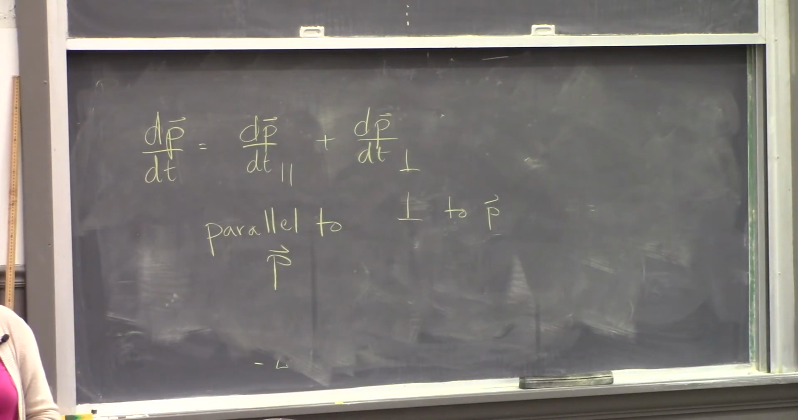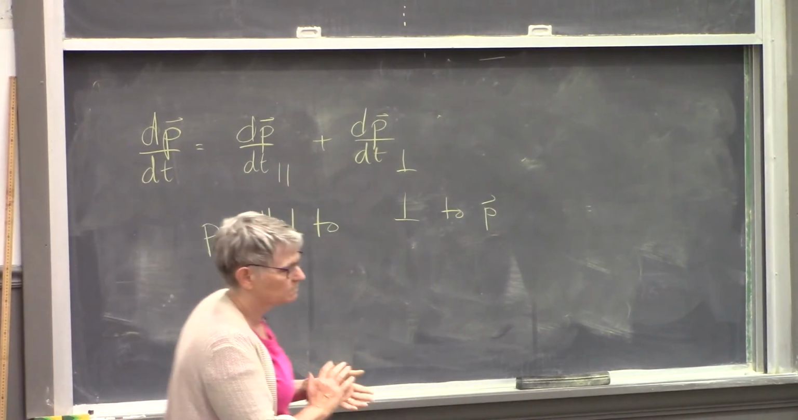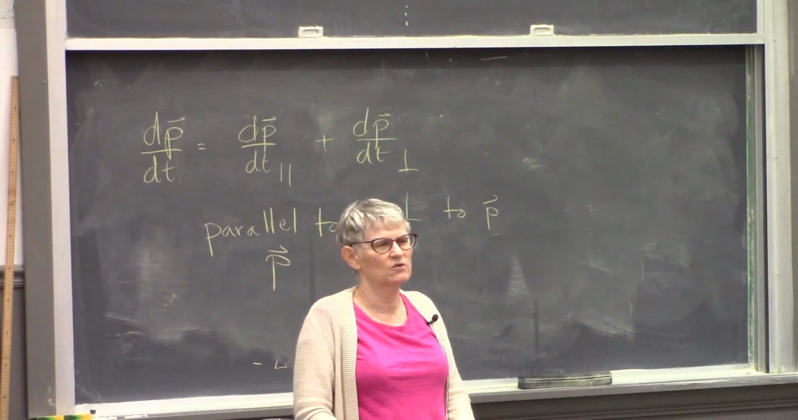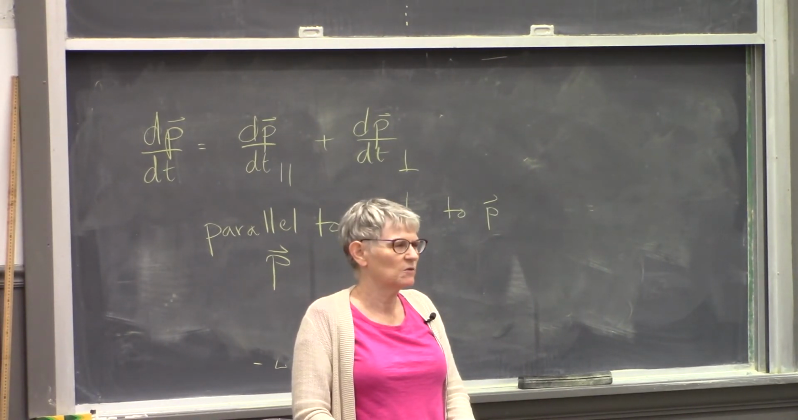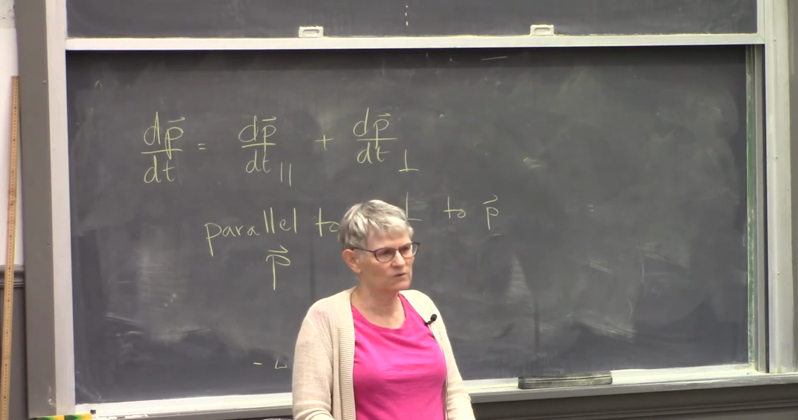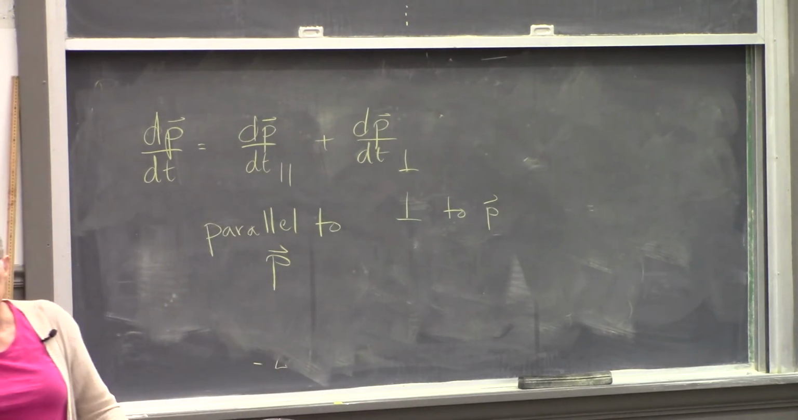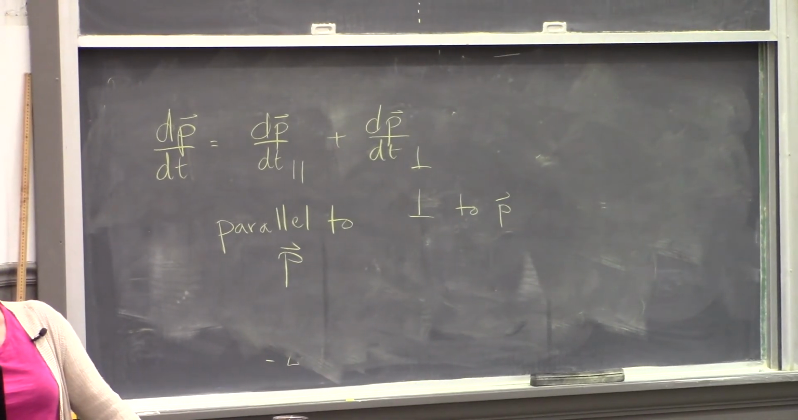So let's think about what it takes to change the direction of something. Suppose we want something to go in a circle. Does that mean its momentum's changing? Absolutely. The direction of its momentum is absolutely changing. So let's see what we have to do to get something to go in a circle.